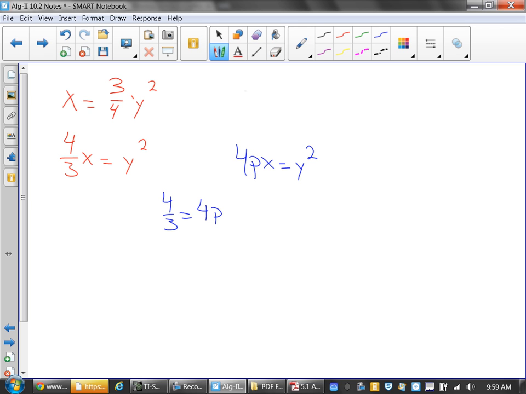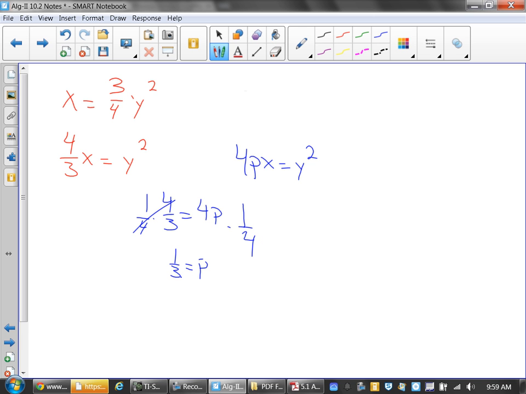Now, put your calculators away and trust yourself for a second. Oh, it's 4 over 1 divided by 4. Isn't that the same thing? Divide by 4, multiply by 1/4. Yes. You get 1/3. So your p value is 1/3. What's that? The calculator says 3. Your calculator is wrong. That's why you don't use your calculator.